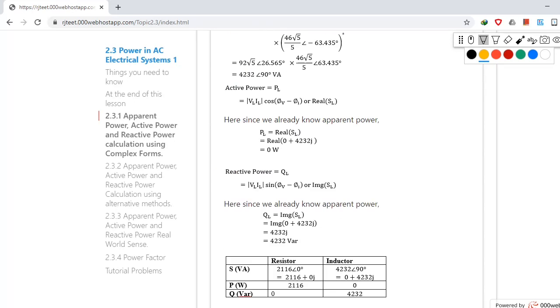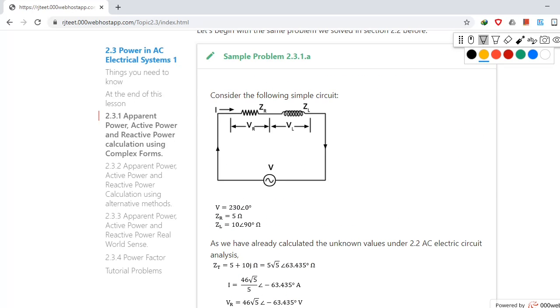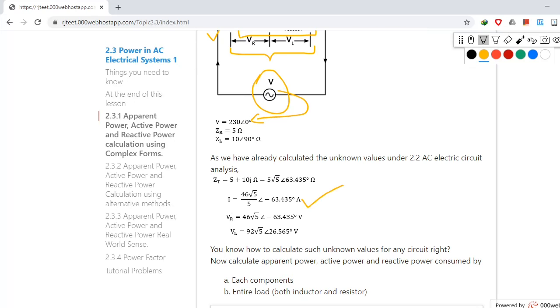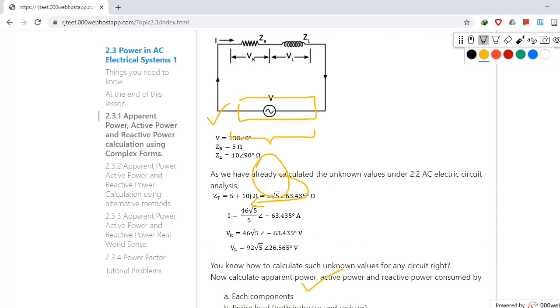So in part B, all you need to know is the current and the voltage drop across your load. In this case, fortunately it's the supply voltage, because you are considering this entire series connection as a single load. So these two elements you are going to consider as a single load. Fortunately our voltage is the supply voltage. Current we have already calculated here. So we know the complex values of voltage and current.